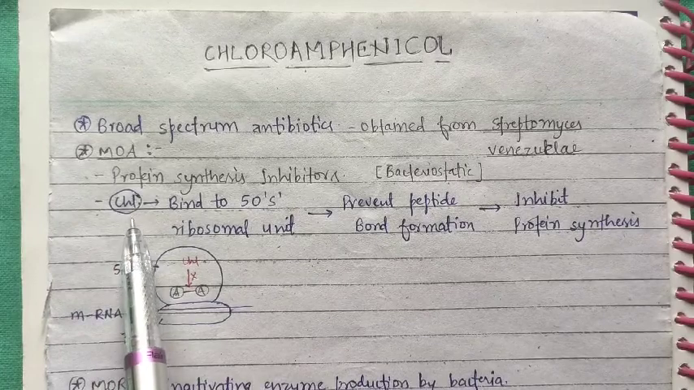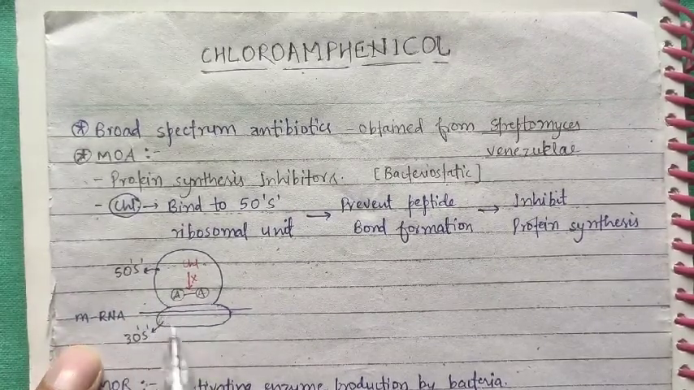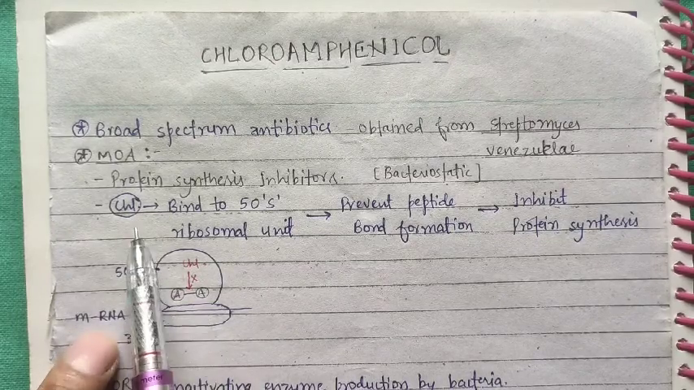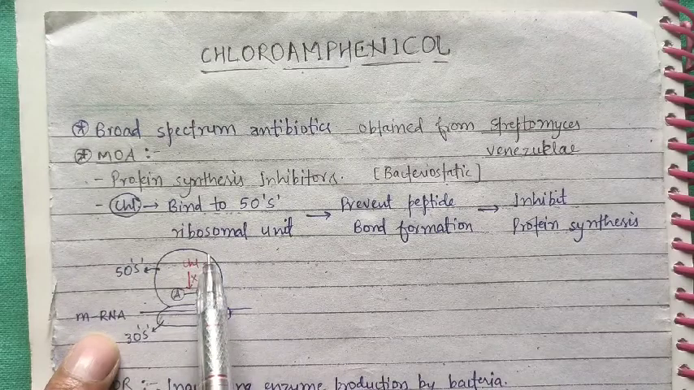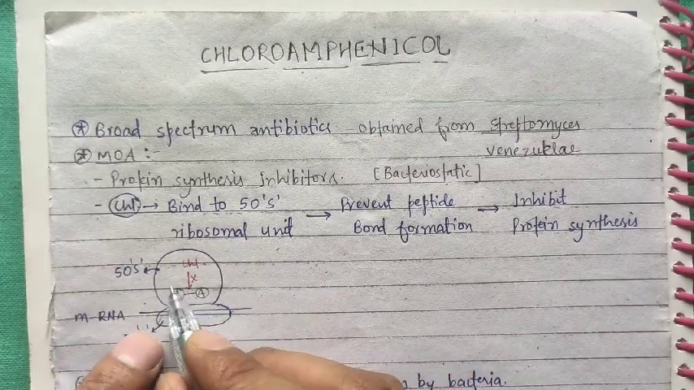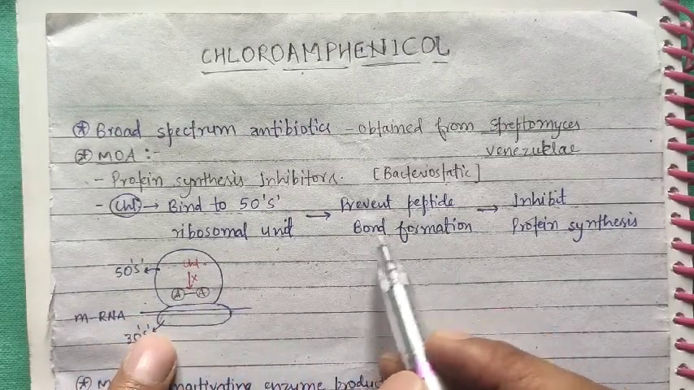Here, this is the chloramphenicol, this is the mRNA, and this is the ribosome. The ribosome has two segments, 30S and 50S. This is the bacterial ribosome. Chloramphenicol binds to the 50S ribosomal subunit. By binding to the 50S ribosomal subunit, it prevents peptide bond formation.